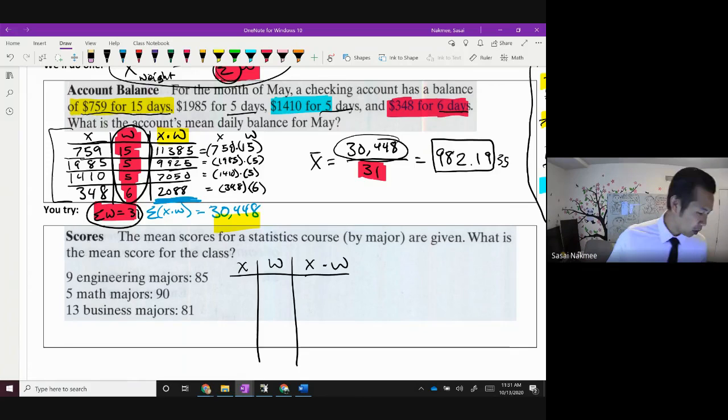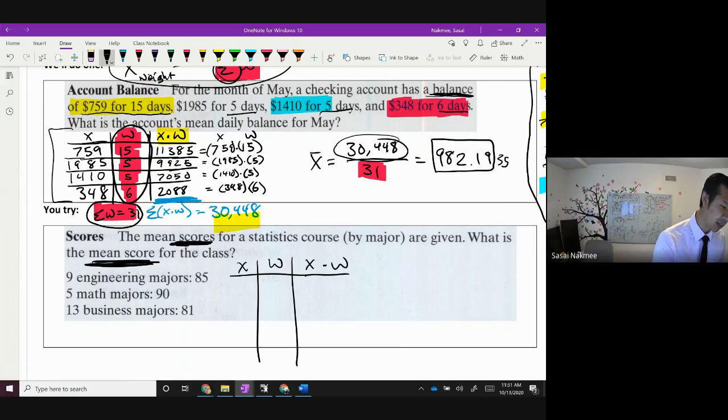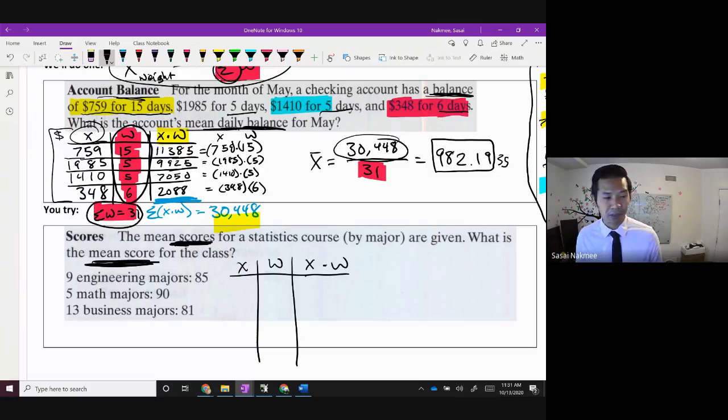So remember, what are we talking about here? We're talking about the mean scores. That's what we're looking to average out. We're looking for the average score of the class, right? So what's going to go in your x values? This one up here was a little bit easier. We were able to talk about the balance, the average balance in this account. So the x values was the dollar amount because we're talking about the balance. This one we're talking about the average scores. So make sure you get what goes into the x value there.